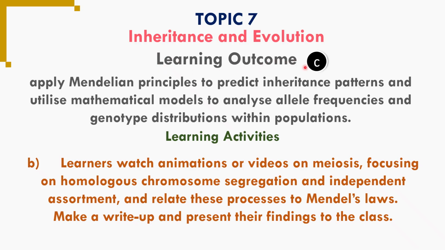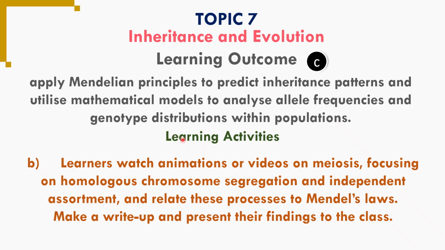We are on Learning Outcome C: Apply Mendelian principles to predict inheritance patterns and utilize mathematical models to analyze allele frequency and genotypic distribution within the population.